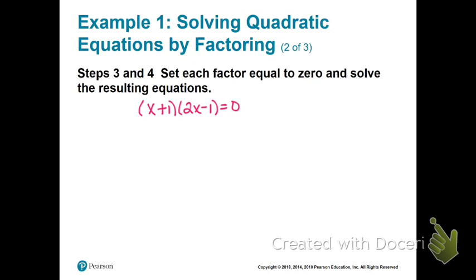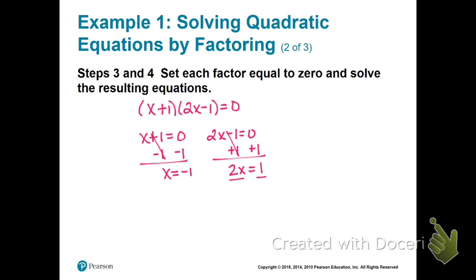Alright, so steps 3 and 4 are we're going to set each factor equal to 0 and solve the resulting equations. So remember, when they're being multiplied, you set them each equal to 0 and solve. So for the first one, I'm going to subtract the 1. And so we get x equals negative 1. And the second one, we add the 1. So 2x equals 1. And then divide by 2. And we get x equals 1/2.